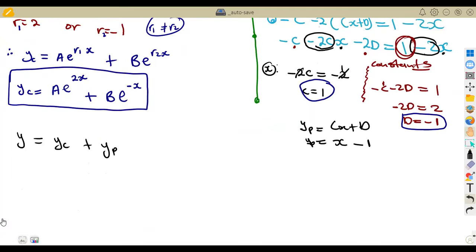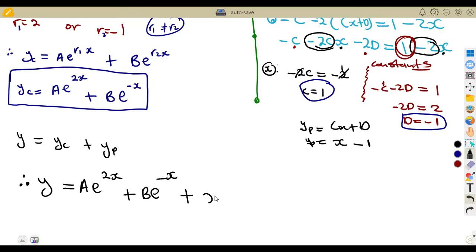All right. So remember, we've got yp here. So therefore, y is equal to yc. This is our yc here, which is a e to the exponent of 2x, plus b e to the exponent of minus x. So we've got our complementary. Then we add yp from our particular integral there. We got x minus 1 in simplified manner. This is x minus 1. It's already in a simplified manner.